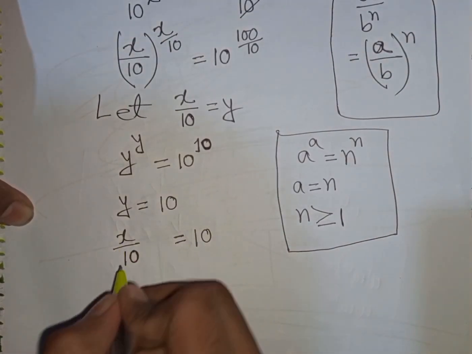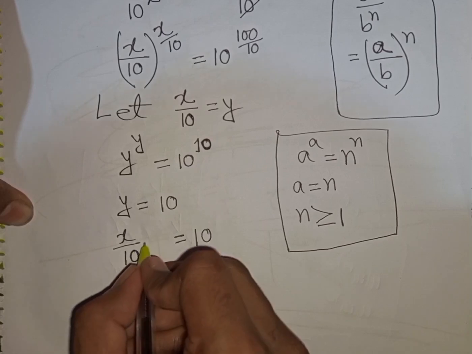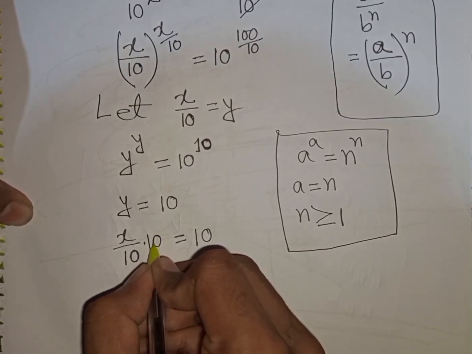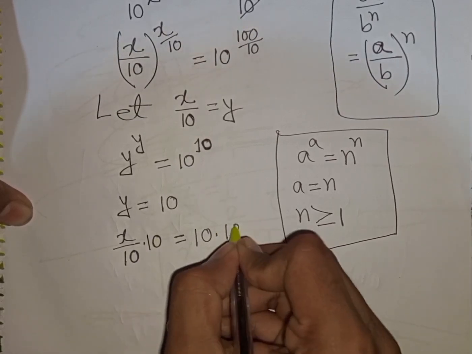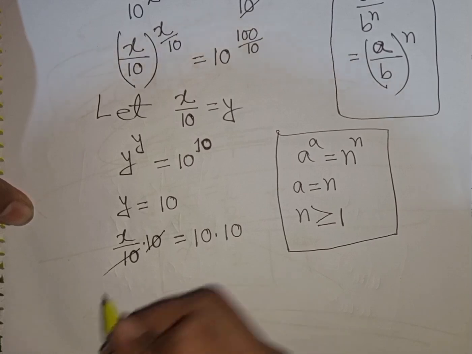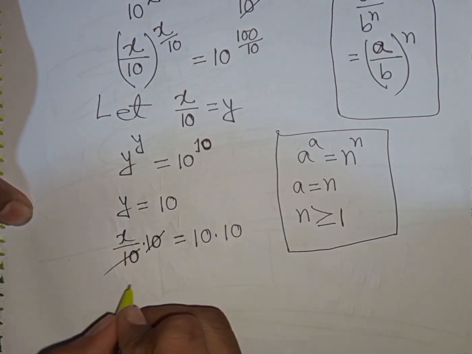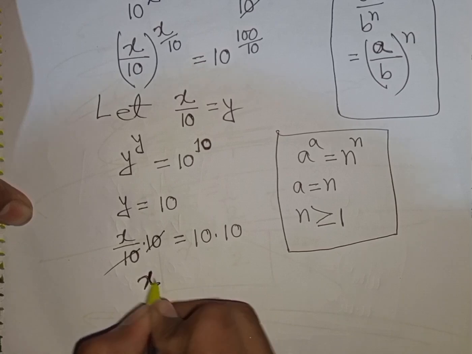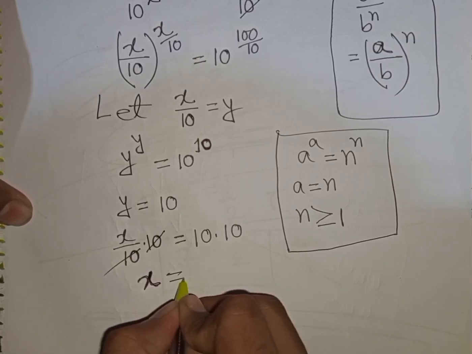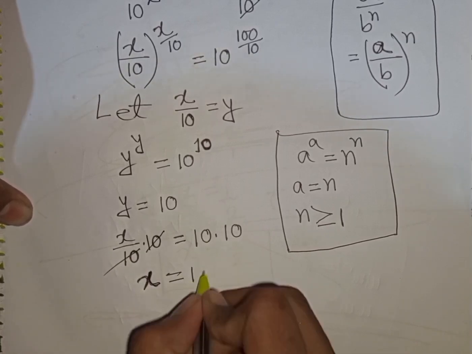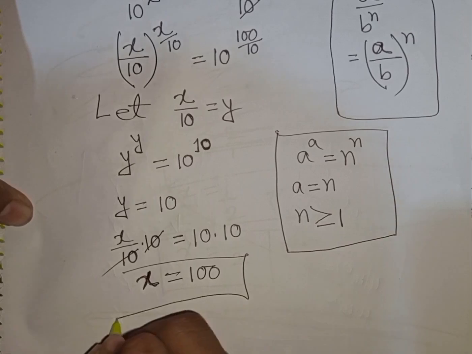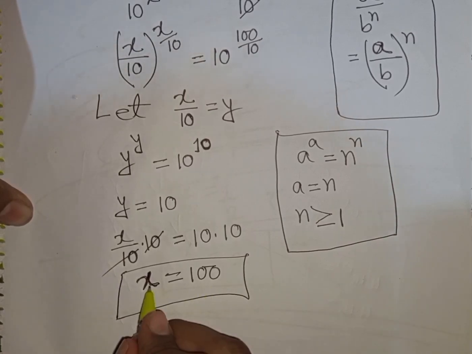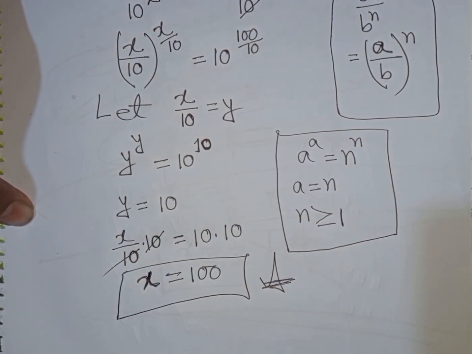Now we need the value of x, so we multiply by 10 on both sides. So multiply by 10, multiply by 10. So this 10 will be cancelled. So here x will be equal to 10 multiplied by 10, that means it will be 100. So 100, this is the value of x, so this is our final answer.